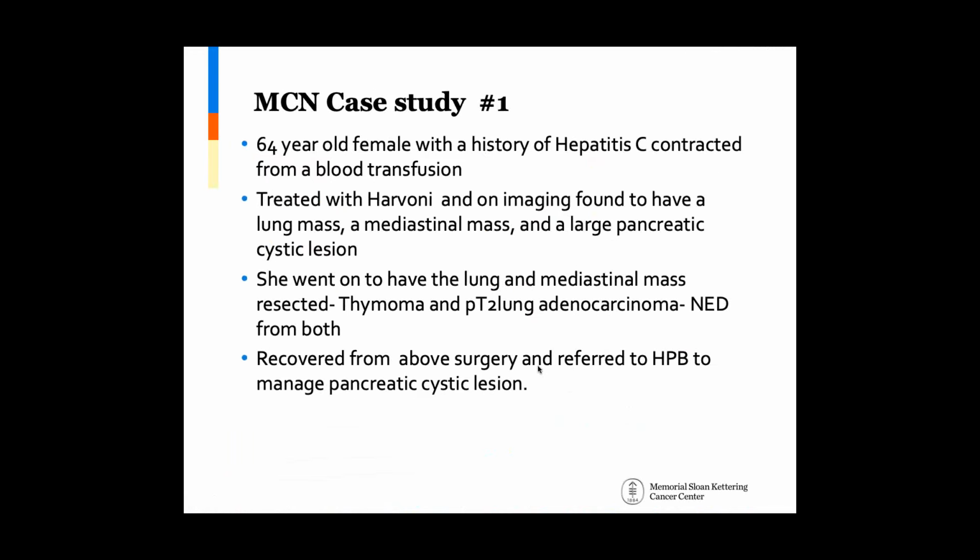This is the first one: a 64-year-old female, history of Hep C from a blood transfusion years ago, treated with Harvoni and cured. On imaging for her liver, they found a lung mass, a mediastinal mass, and a large pancreatic cystic lesion. So she went on to have the lung and mediastinal masses resected. Those wound up being a T2 lung cancer and a thymoma, NED from both of those, and then they directed their attention to the pancreas.